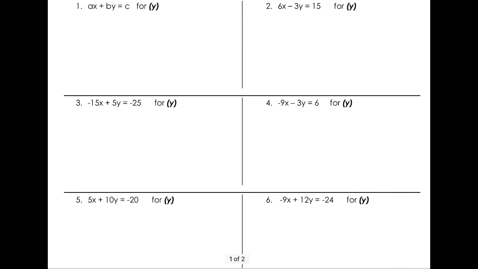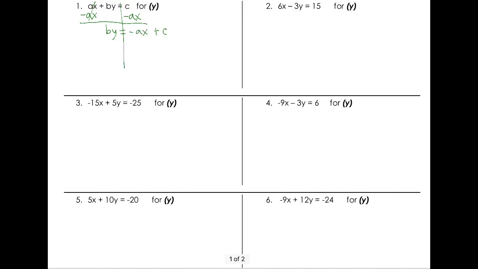The easiest thing to do here is we have a positive ax, so we want to remove that by subtracting ax. Whatever you do on one side has to be done on the other. That gets rid of that and leaves us with by is equal to negative ax plus c.